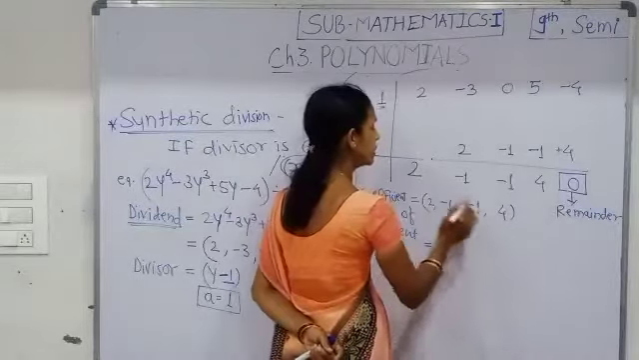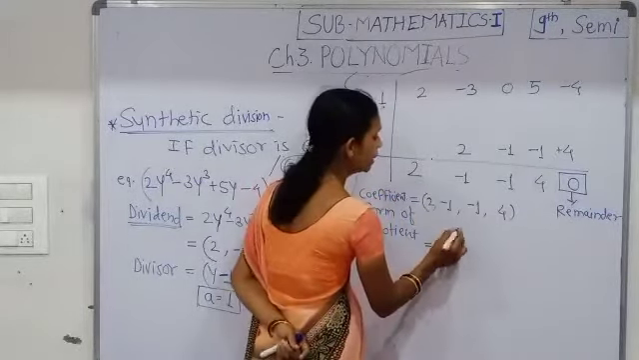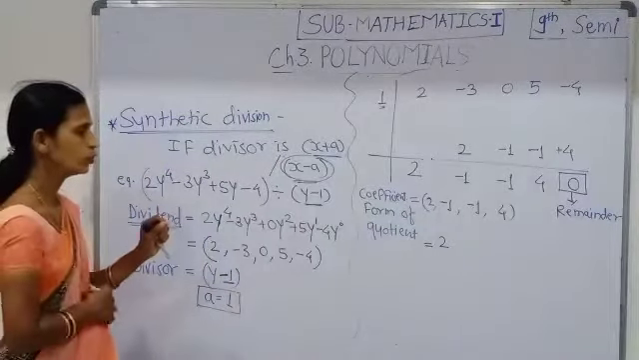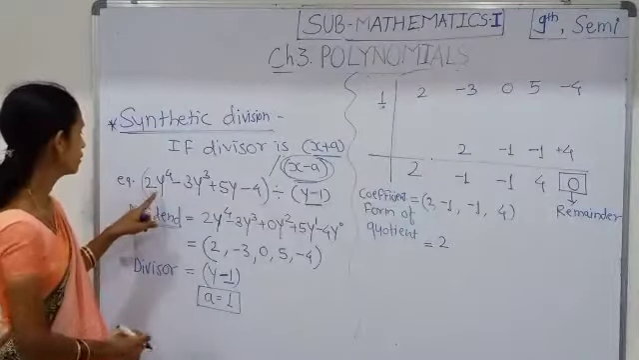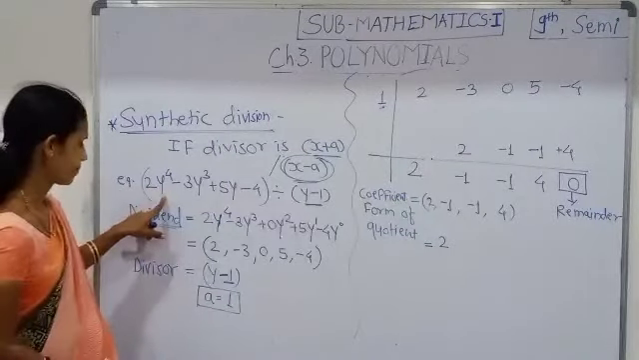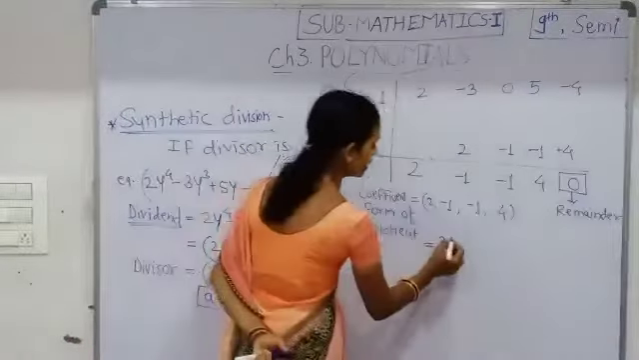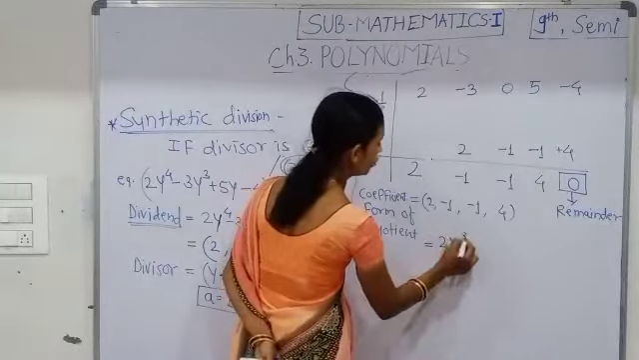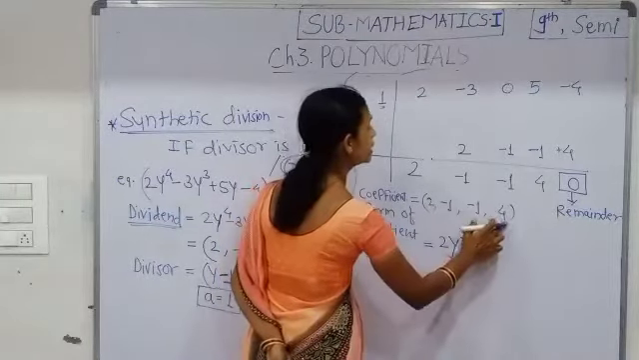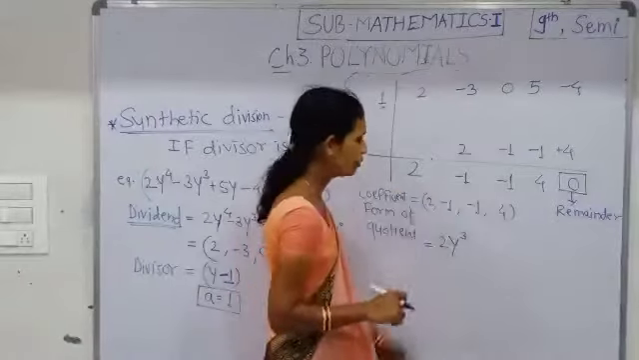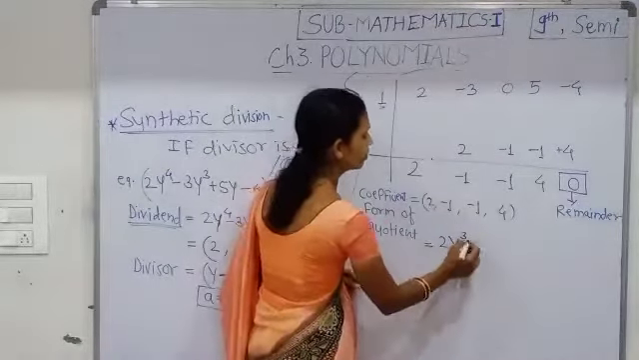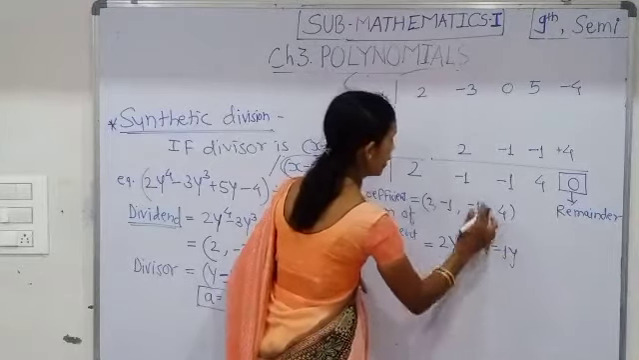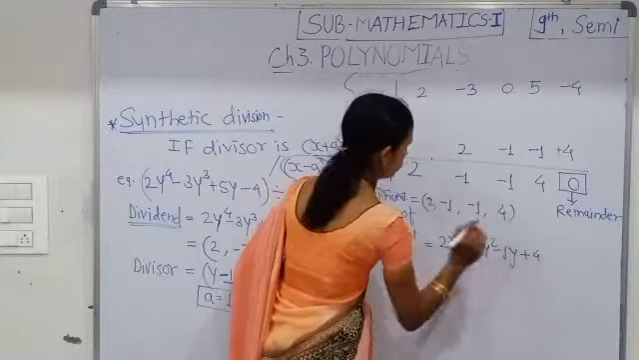There are total 4 digits there. Therefore the highest degree is 3. We have to make sure that the variable is y. Therefore we have to write the y variable. Therefore 2y cube, because there are 4 digits in the coefficient form of that polynomial. Therefore 2y cube minus 1y square minus 1y plus 4.